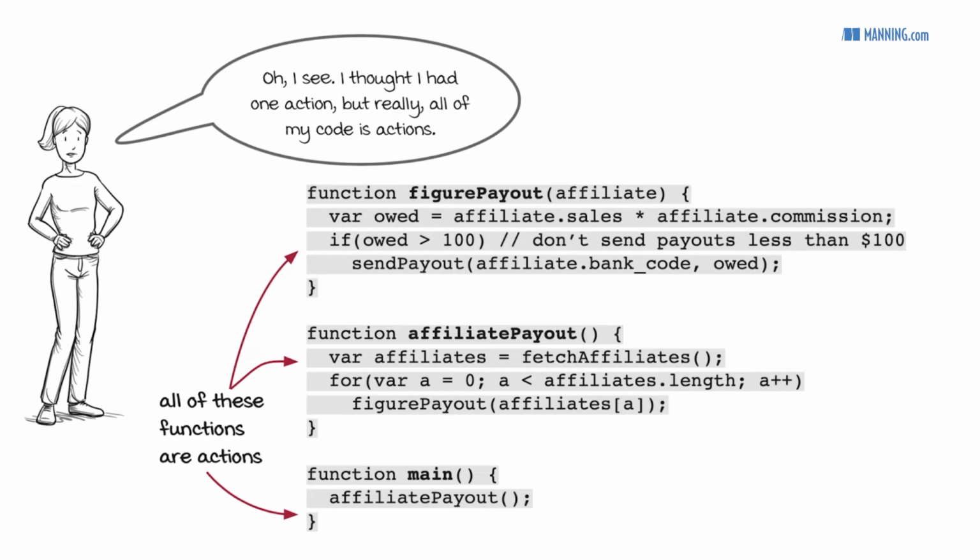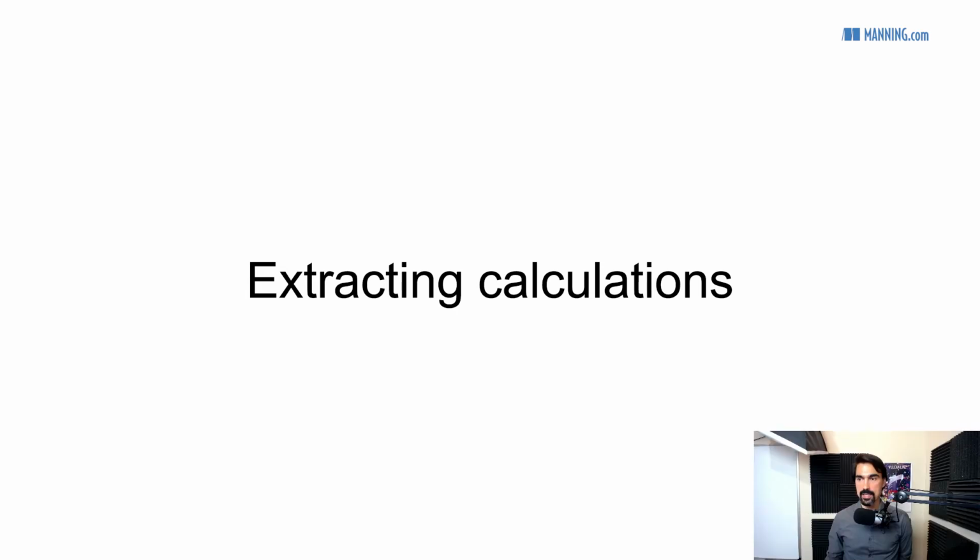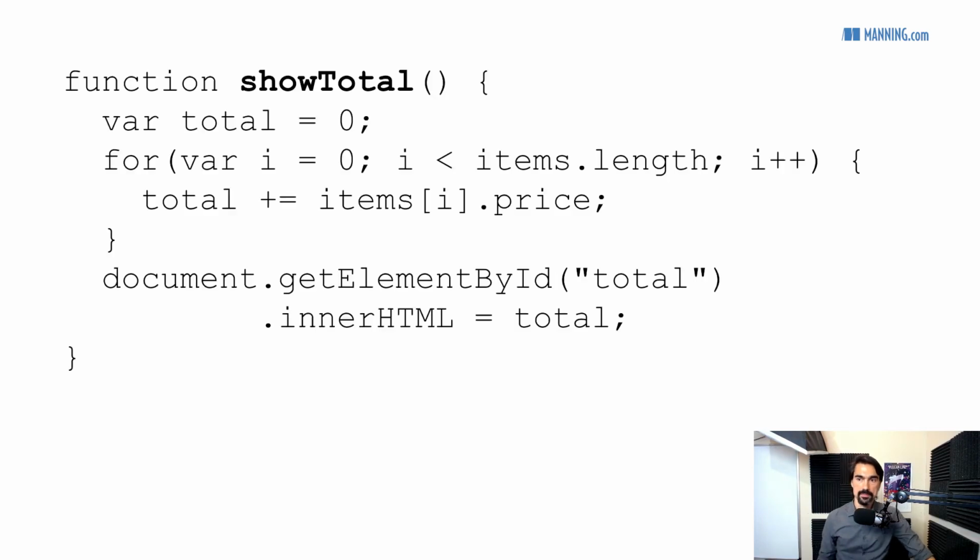Okay, we'll talk about the problems with actions in a moment. First, let's talk about extracting calculations. So this is here, I'm going to turn my video back on. This is a refactoring that will let us take some existing code that's a mixture of actions and calculations. Maybe it's one big action, and extract out a piece of it that could be a calculation.